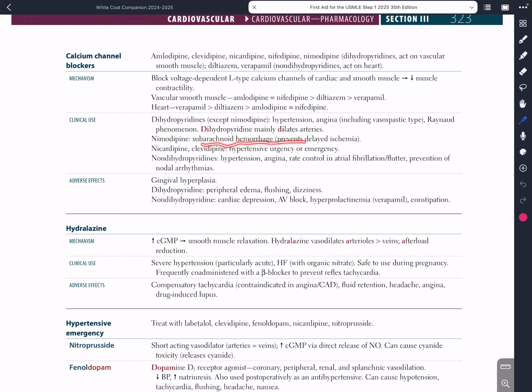There is also a classic Step 2 question: a patient undergoes open craniectomy for subarachnoid hemorrhage, and then post-operatively the patient experiences a stroke. What medication was not given to the patient after the open craniectomy? The answer is that nimodipine was not given, because nimodipine helps prevent delayed ischemia.